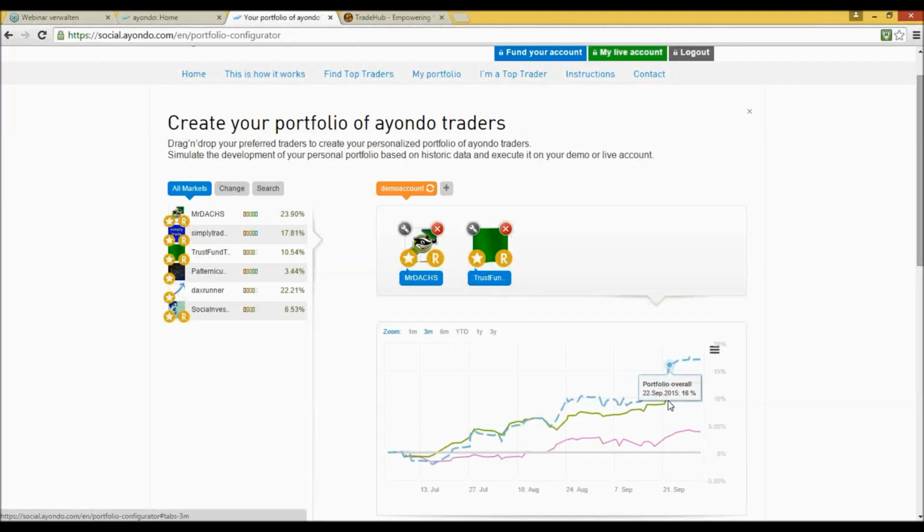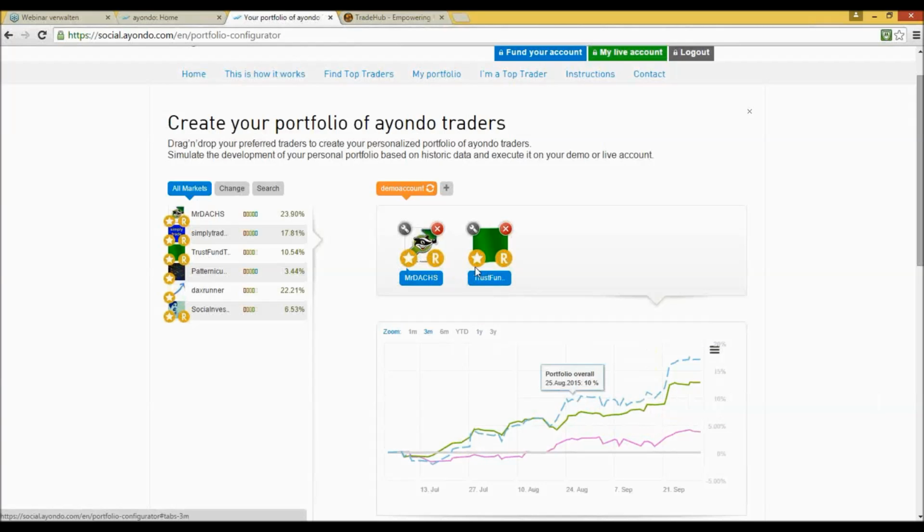So that's what the blue staggered line shows. It's the combination of all my traders on the account. The lines below show individual breakdown. So the green line shows Mr. Dax, who's increased by 13% in the last 3 months. And we've got Trust Fund TK, who's grown only 4% in the last 3 months.